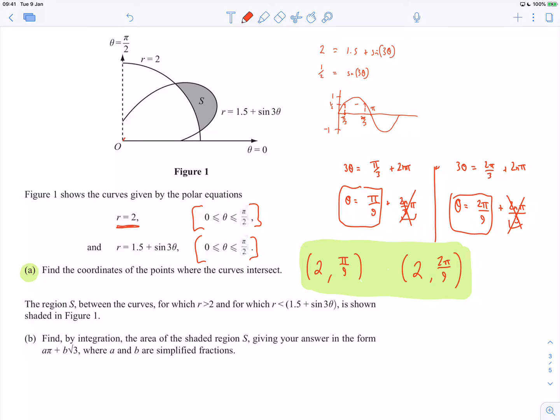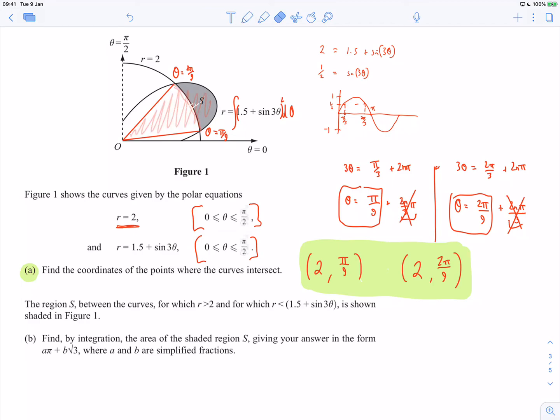then if I draw a line up from here to here, and this is theta is 2 pi ninths, and I draw a line from here to here, and this is when theta equals pi over 9, then if I was to integrate the outside one, which is this, and technically it's squared, between those two, I would get technically this whole thing. But really, I'm going to have to minus the area from r equals 2.